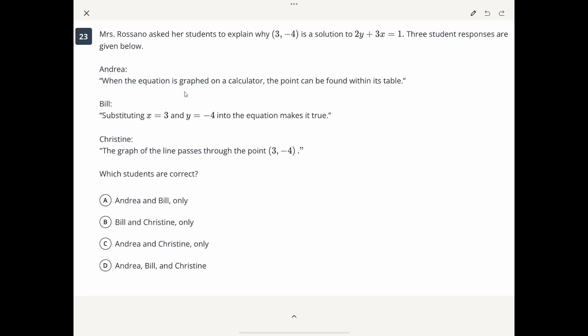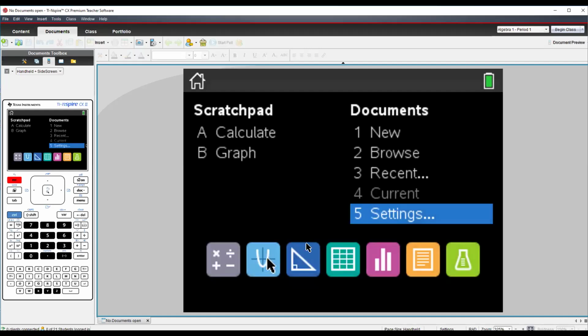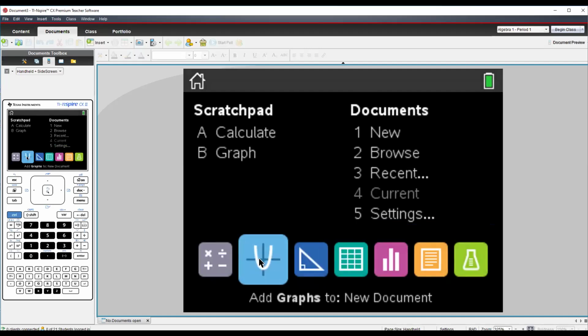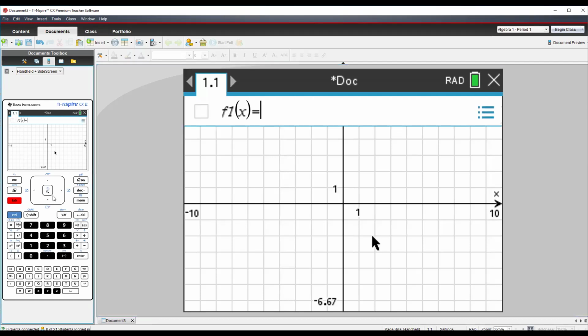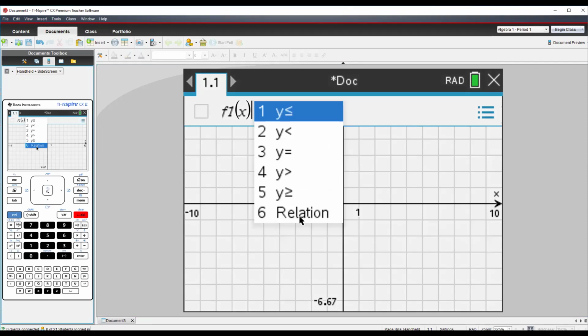I'm going to show you why each one of these students is correct, and I'm going to use the calculator to do most of it. So let me go grab the calculator. The first thing I'm going to do is prove that Christine is right. Christine said that the line passes through the point (3, -4). I'm not going to graph it as a function, I'm going to graph it as a relation.